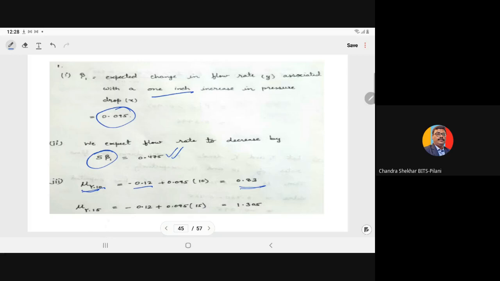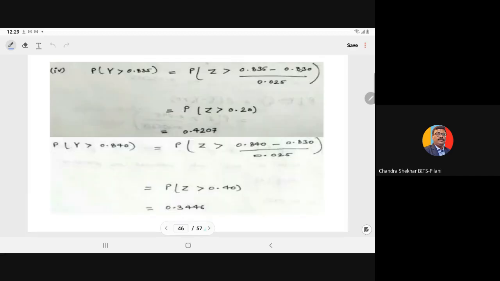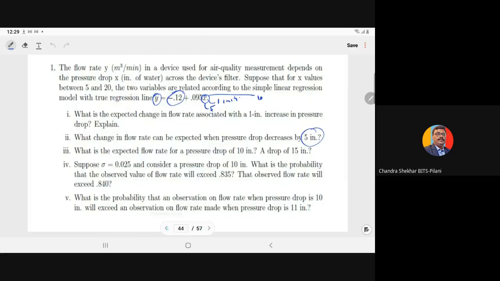Similarly, we have to compute the estimated flow rate when x is equal to 15. So mu y when x is equal to 15 will be minus 0.12 plus 0.095 into 15. So it will become 1.305. That will be the flow rate when the pressure drop is given as 10 inch or 15 inch.